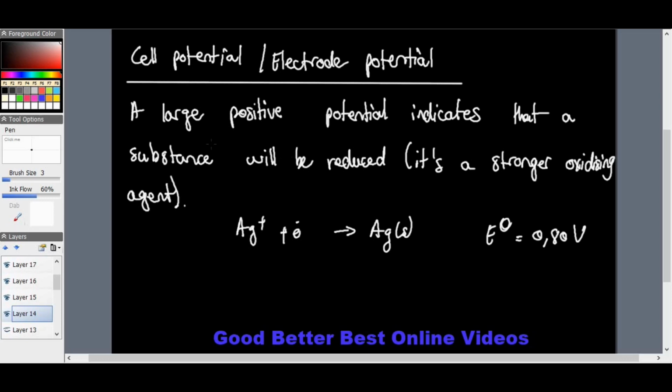Okay? What happens if I take a large negative? I'm going to write it in orange. A large negative potential, or negative electrode potential, okay, indicates that the substance will be most likely oxidized. Okay, why would a large negative electrode potential indicate that a substance will probably be oxidized? It is because it is a stronger reducing agent.